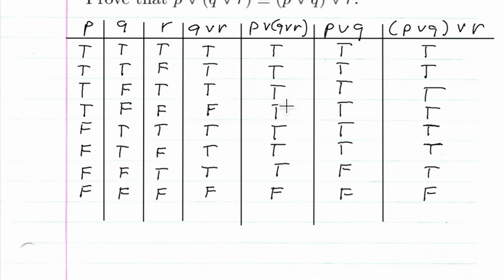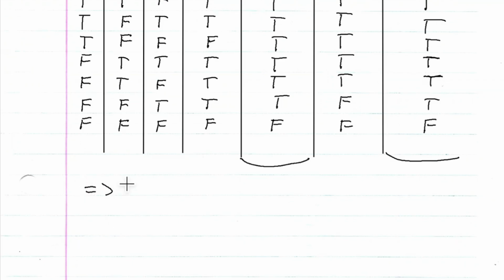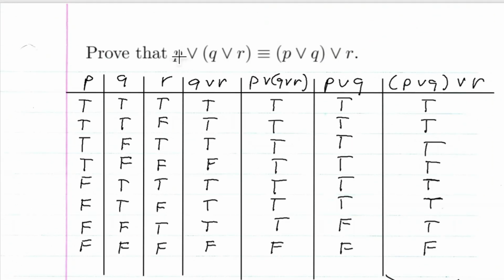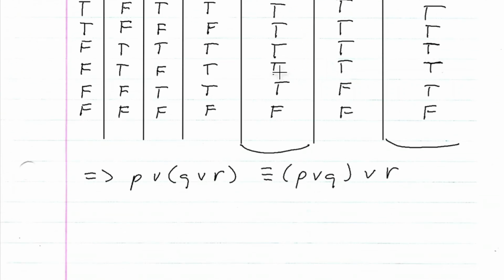Okay, so what I have now is this column here is the same as this column here. So that tells me that (P or Q) or R is in fact logically equivalent to P or (Q or R), right? So that does tell me that the OR connective between propositions is in fact associative, and that is the proof.